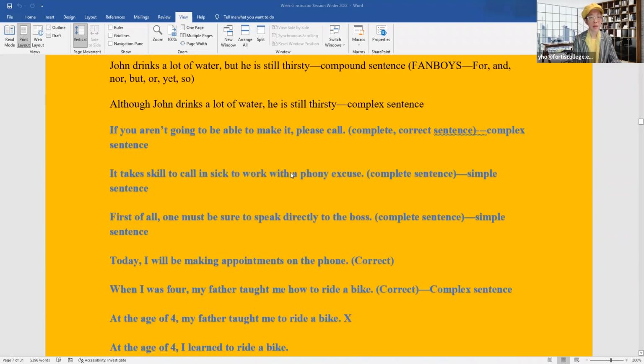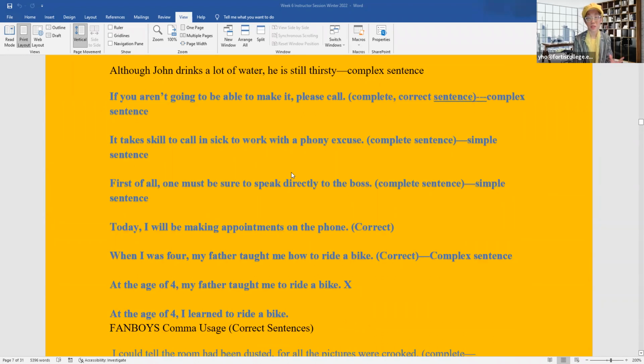So here are some examples from your quizzes. The reason why this is bolded in blue is because these are the exact examples from your quiz. So, if you aren't going to make it, please call. That is a complete thought. It is a correct sentence. Why? Because "if you aren't going to make it" is a dependent clause, and "please call" is an independent clause. So when you have a dependent and an independent clause combined, it becomes a complex sentence.